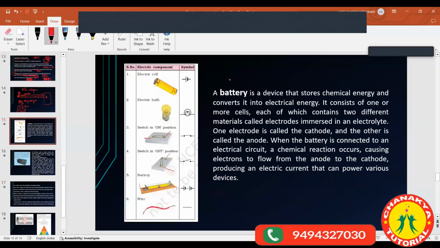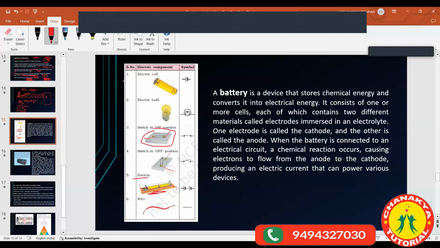Yes, we will go. Okay, so this is the switch on, switch off position. That is very simple. And you can see here they have used a pin, a normal safety pin. And batteries. So see, this is two batteries.